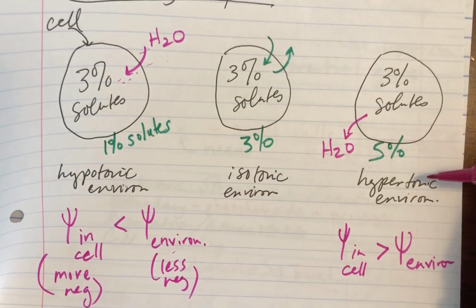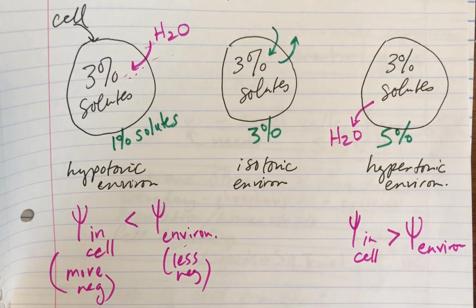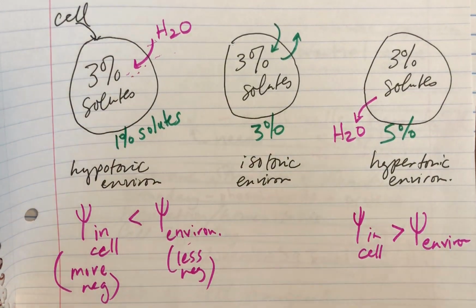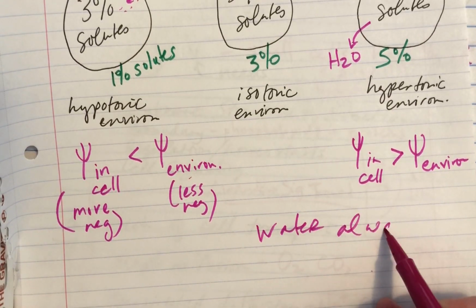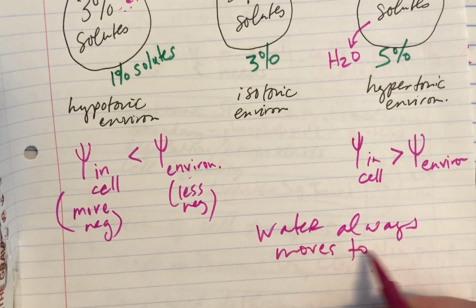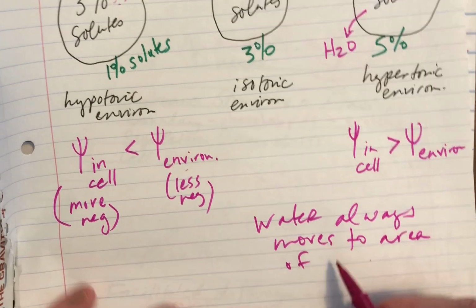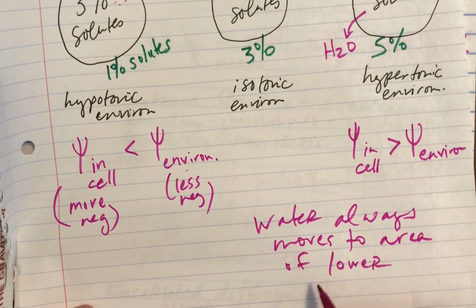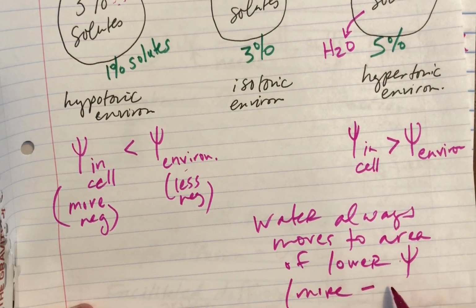Now, to be honest, I don't think you're going to have to calculate this on the exam. I think you may just have to interpret the values. So here we go. Water always moves to an area of lower water potential, which means the more negative value.